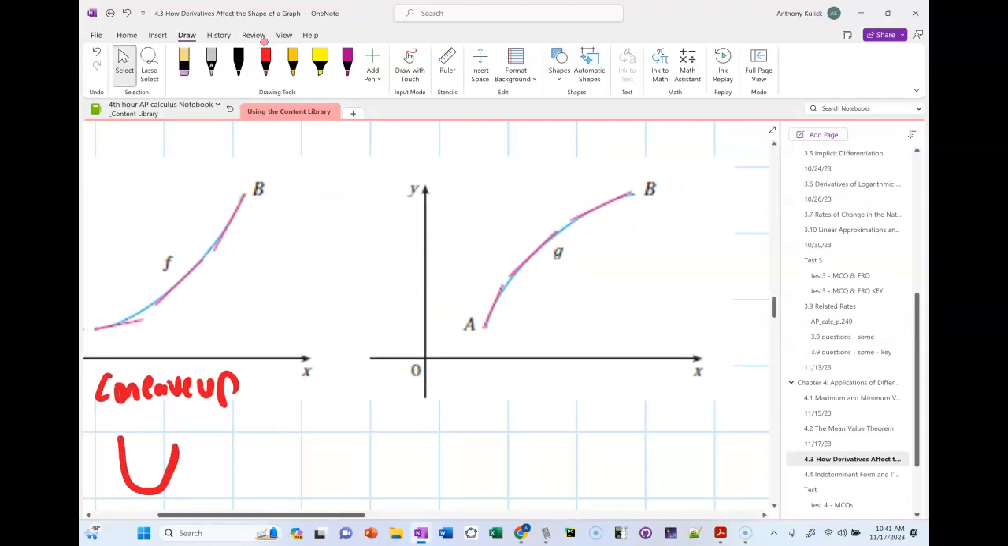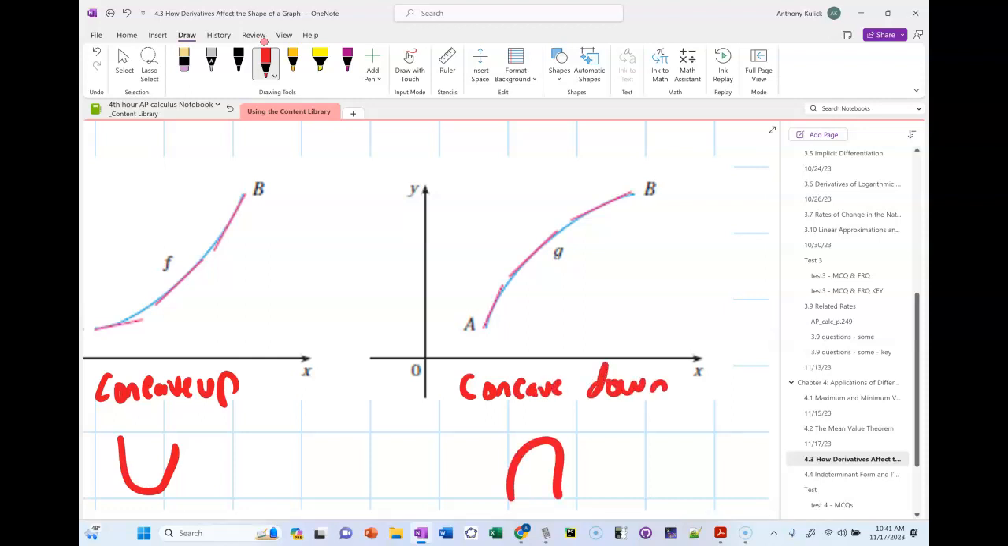And then we say if the opposite is true, if the graph is below all of its tangents, we say that's concave down. And I think about it as the opposite. If I pour water on that, it just all runs off, right? Cup versus dome. Okay.